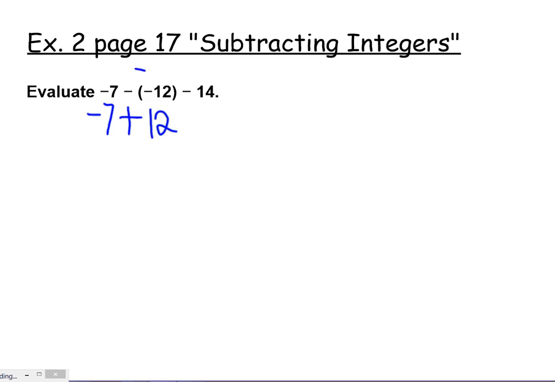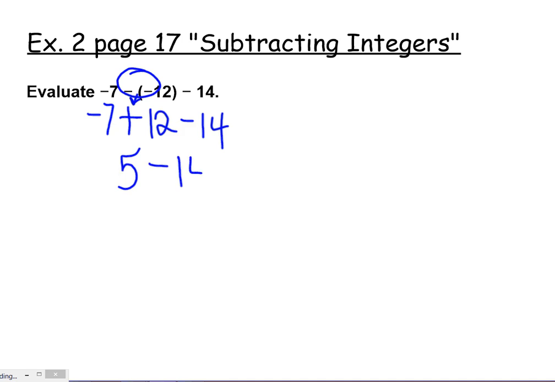See how these double negatives created a plus sign here. And then I'm going to bring everything else down. Negative 7 plus 12. Now they have different signs, so I find the difference. 12 take away 7 is 5. Keep the sign of the bigger number. In this case, 12 is bigger, so I keep my answer positive 5.